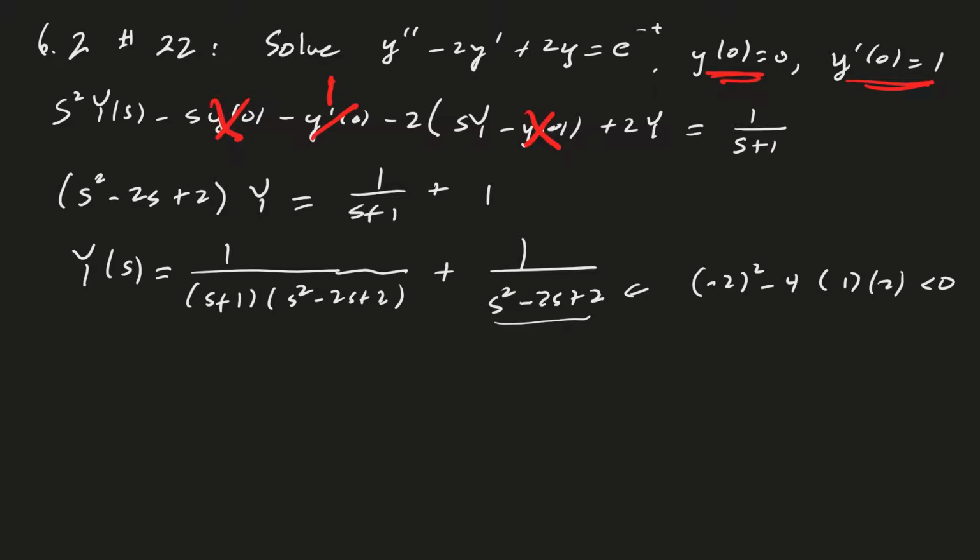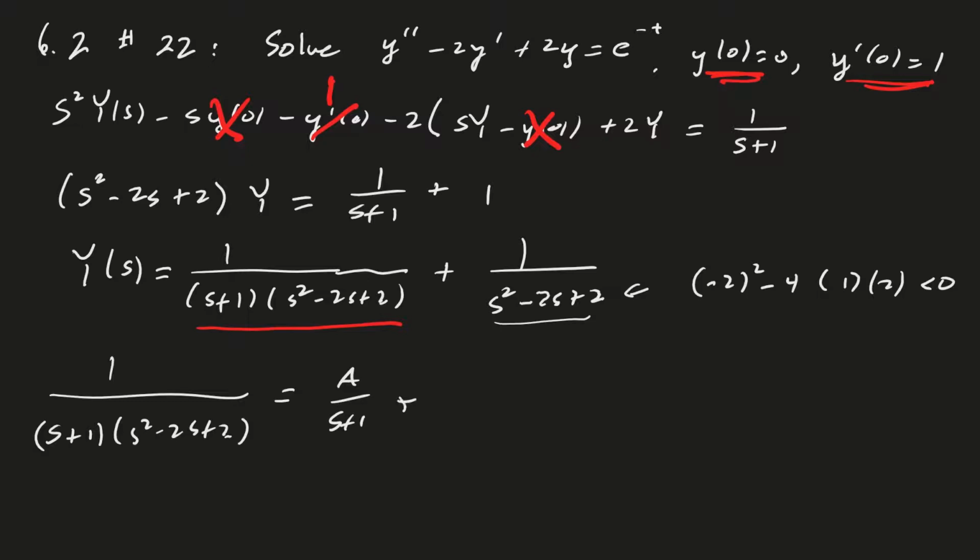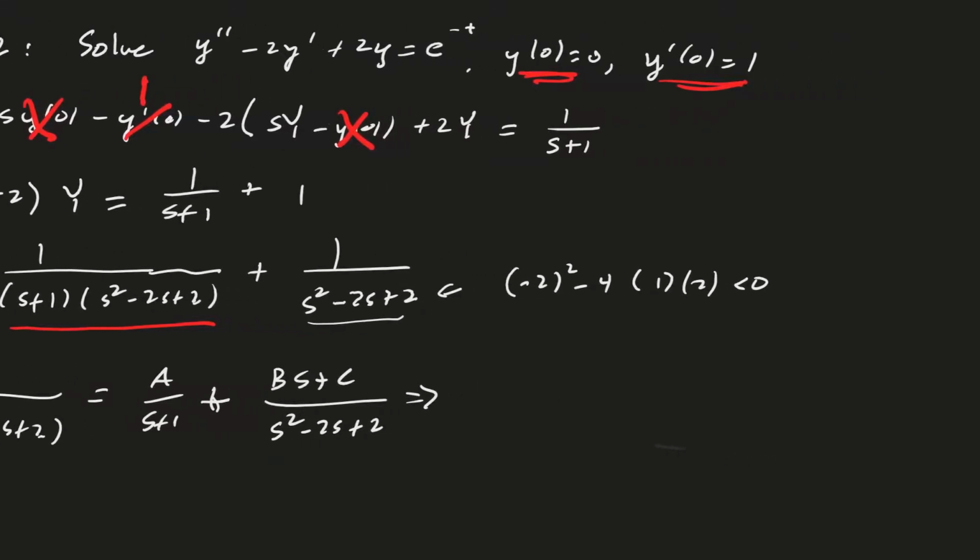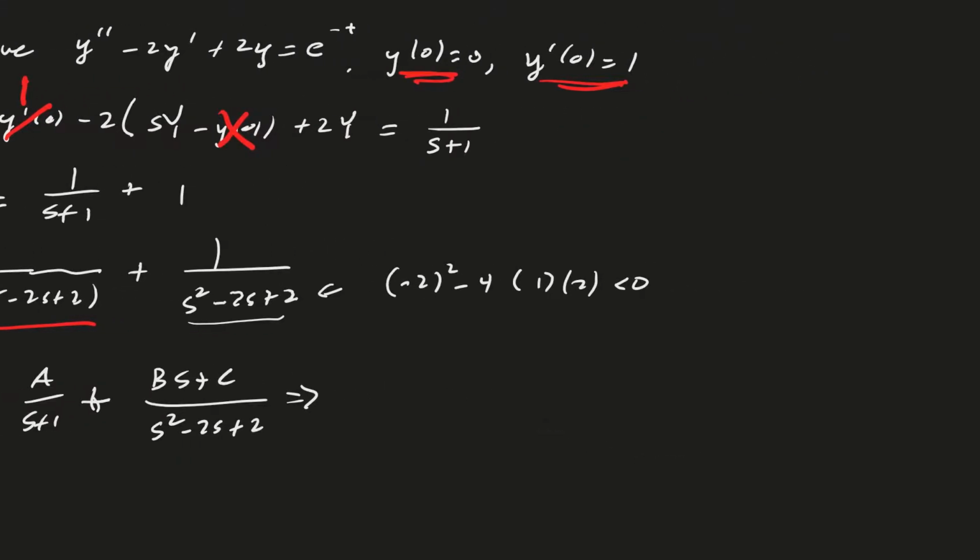Good. So therefore, I'm going to just focus on this piece for a minute and perform partial fractions on it. So let me erase the red here. White. Okay, so 1 over, do we remember how to do this? We have an irreducible quadratic. So that's going to be A over s plus 1, plus (Bs + C) over s^2 - 2s + 2. Good.